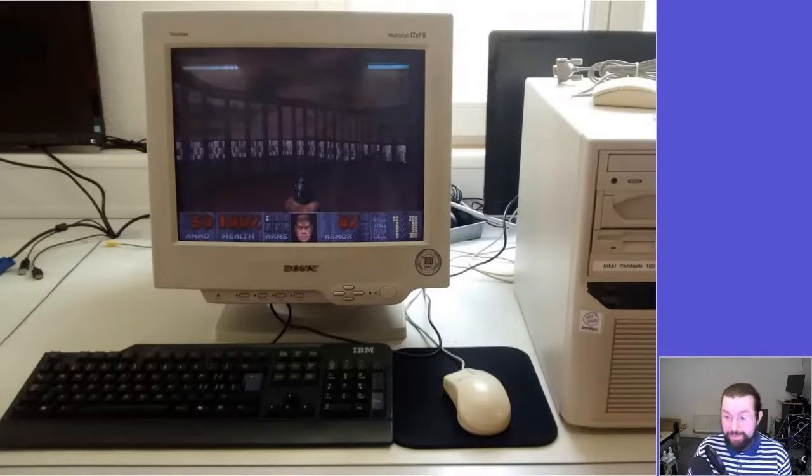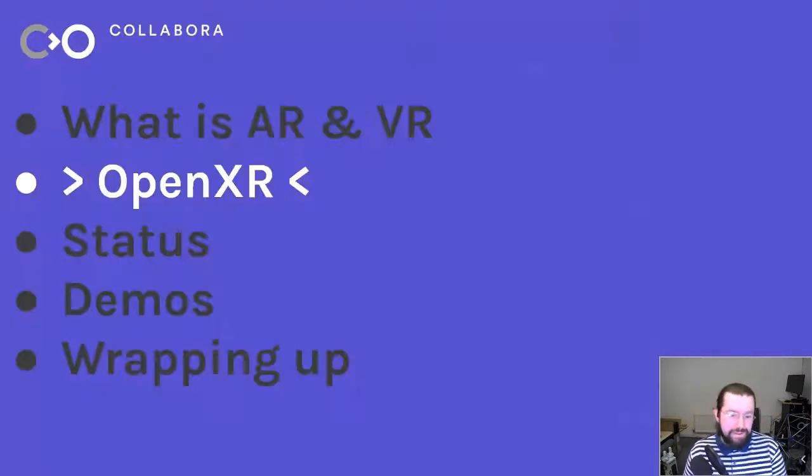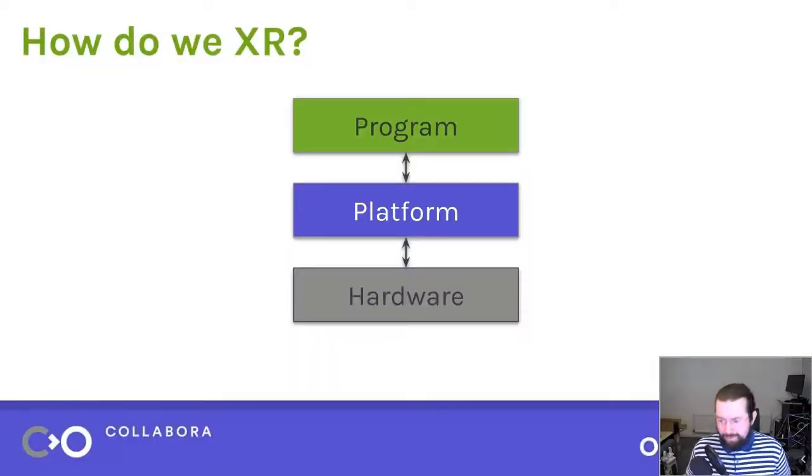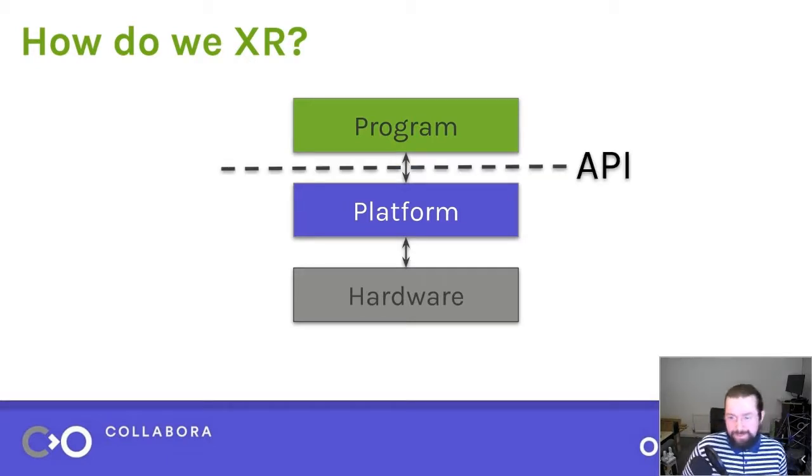So that was quick about what AR and VR is. Now I'm going to talk a little bit about OpenXR. So how do we do VR or AR or XR, as they're commonly known together? You have your program, you have a software platform that sits in between, and then you have your hardware that the platform talks to. So you have your drivers, you have all that stuff. Examples of platforms are Oculus Quest or Steam VR. And between the program and the platform, there's an API.